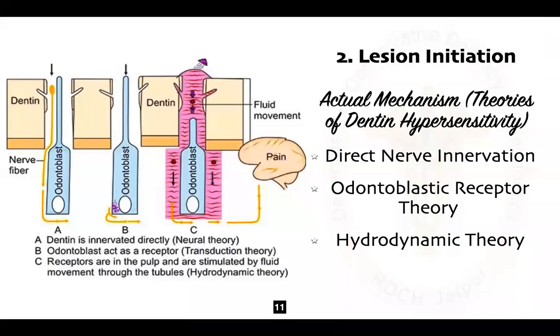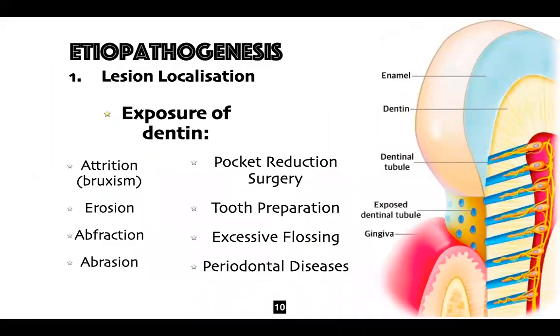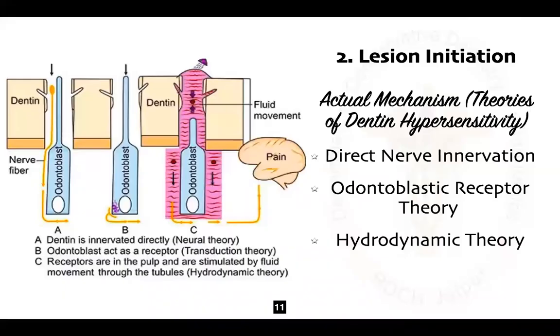Next, most important that everybody has read, maybe does not remember by now, you can quickly draw this diagram. Very good diagram, important for you to draw in the exam as well. Lesion initiation. That was lesion localization. Where exactly is the lesion localized of that hypersensitive area? Where exactly is this area? In lesion initiation, what is causing this hypersensitivity?